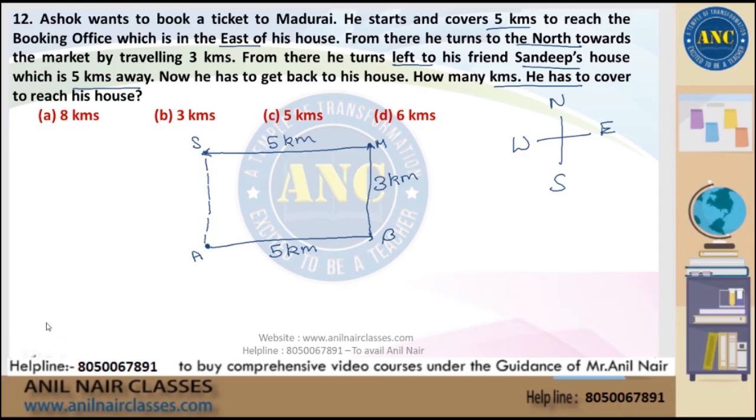Now remember one thing, unless and until, while taking turns to right and left, if they have mentioned the angle, it is 90 degrees. Only if they have mentioned a different angle, you have to take it.